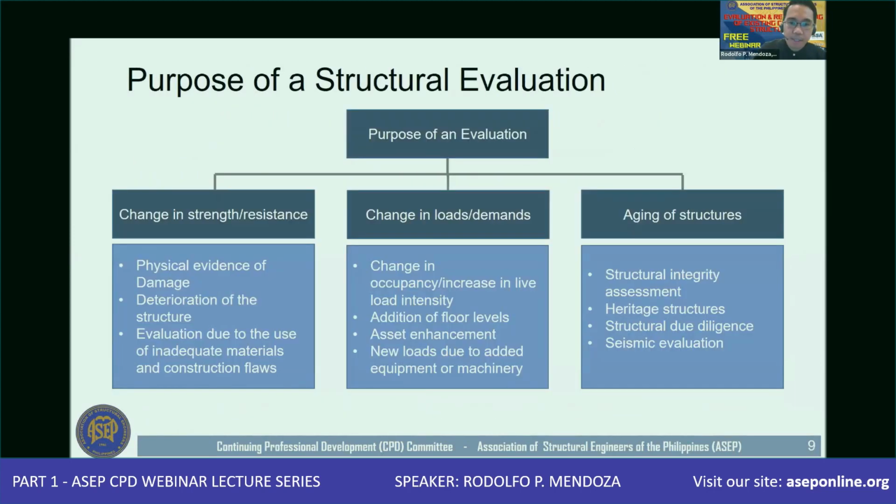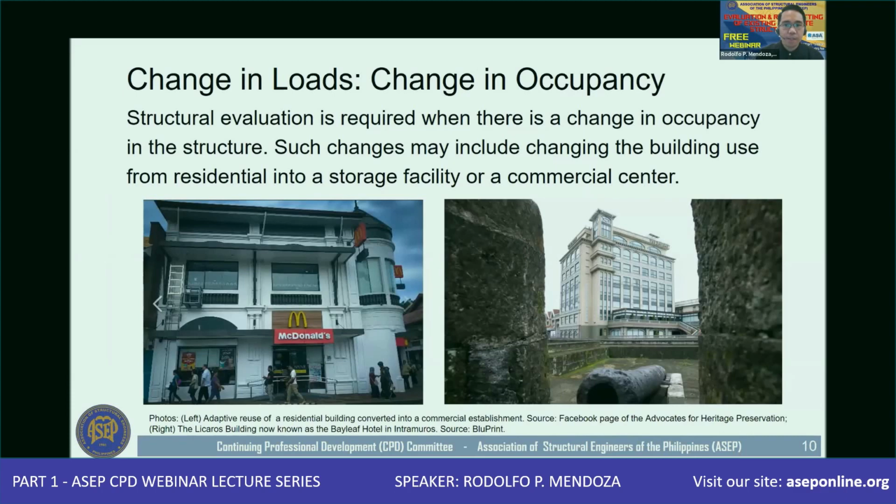Now, some of the different conditions where we conduct a structural evaluation due to a change in loads is when there is a change in occupancy. Particularly, it is required where there is a change in use in the structure, such as changing the structure from a residential facility into a storage area or a commercial center. Then commonly a structural evaluation is required.